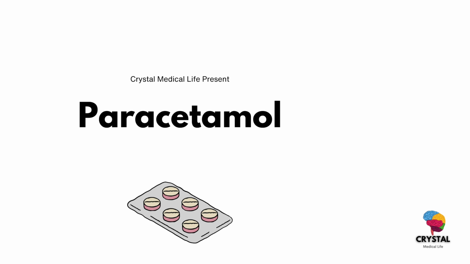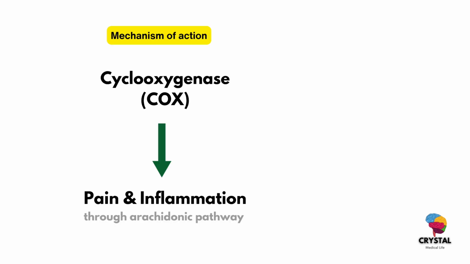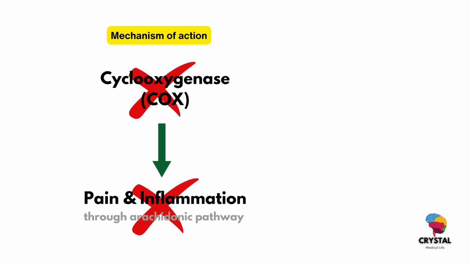Today we will discuss paracetamol. So first of all, mechanism of action. Cyclooxygenase enzyme is responsible for pain and inflammation in your body. It converts arachidonic acid into prostaglandin, and it leads to pain and inflammation. What paracetamol does is to block this cyclooxygenase enzyme. So no pain, no inflammation. So it is a pain reliever.